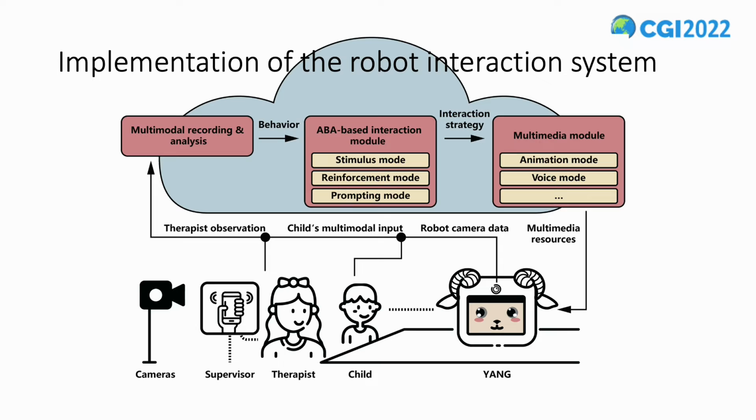To evaluate the child model, we designed a cloud-based system to support the implementation. The front-end devices are Yang and its related cameras. The modules in the cloud are used for processing interaction strategies, as I described before, and sending teaching content to Yang. Also, we developed a robot control mobile application, so the therapist can control Yang to adjust the teaching process and deal with sudden situations. Now, let's watch a video of our robot interaction system.